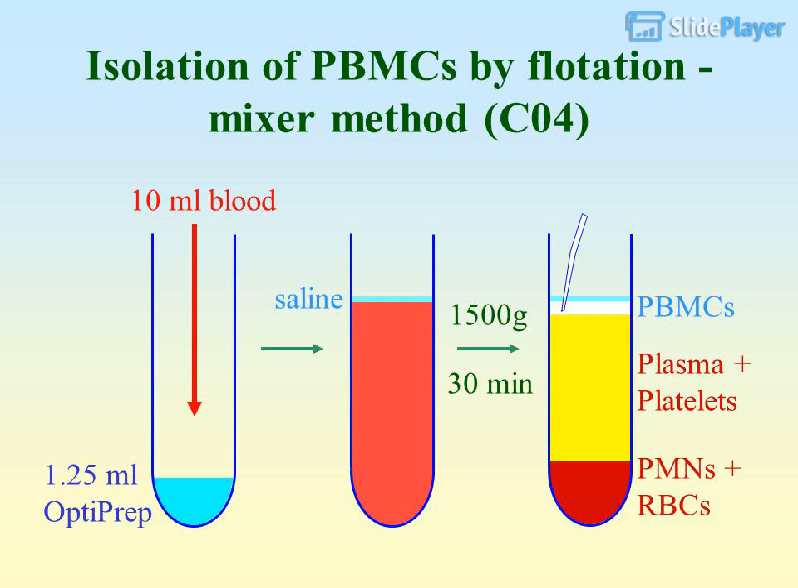The OptiPrep mixes with the plasma to raise its density to 1.078 g/ml. A small volume of saline is laid on top, and during the centrifugation the PBMCs float to the plasma/saline interface and the red blood cells and PMNs pellet. The saline prevents the PBMCs banding at an air/liquid interface.